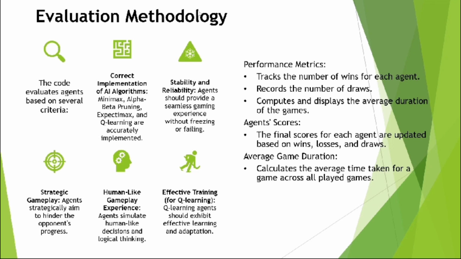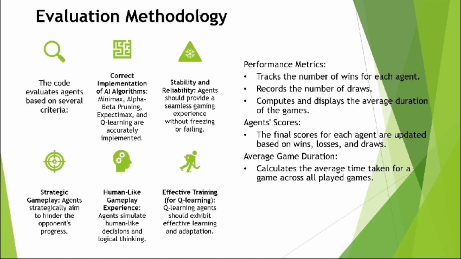When it comes to stability and reliability, agents should provide a seamless gaming experience without freezing or failing. Strategic gameplay: agents strategically aim to hinder the opponent's progress. When it comes to human-like gameplay experience, agents simulate human-like decisions and logical thinking. When it comes to effective training for Q-learning, Q-learning agents should exhibit effective learning and adaptation.